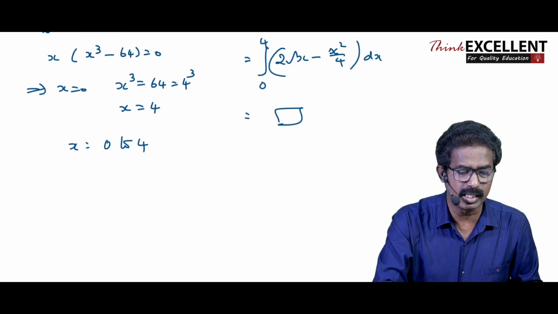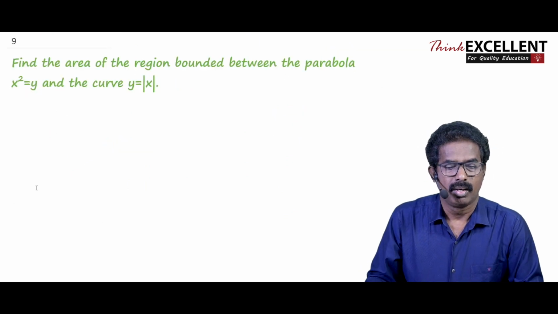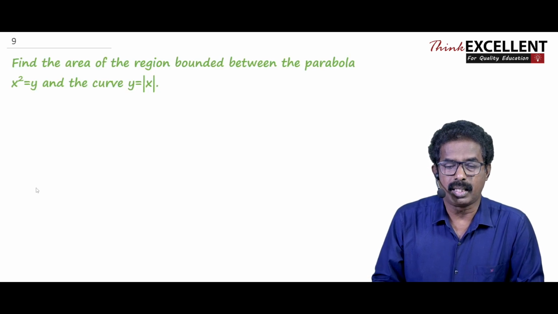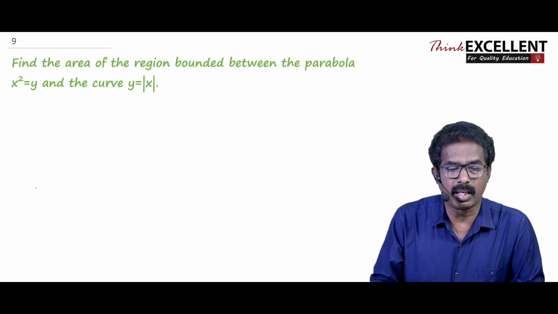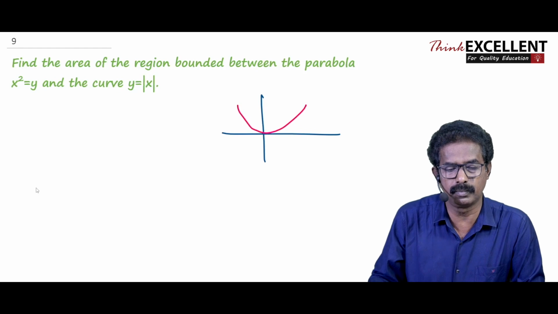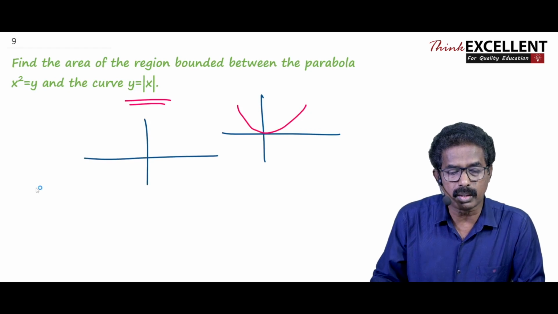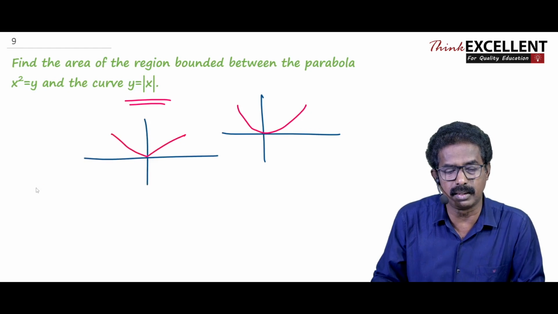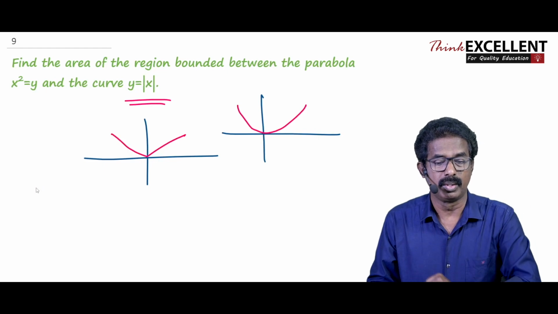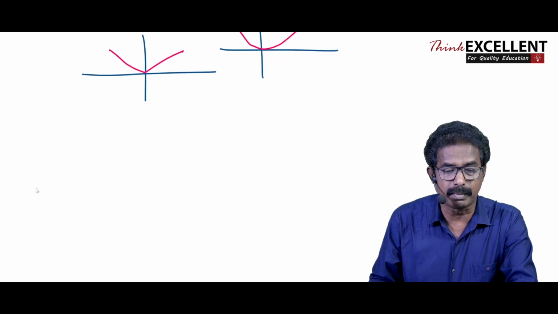Now just 2 more questions. Question number 9, look at this. Find the area of the region bounded between the parabola x square equal to y, you know, it is open upward, right? And the curve y equal to modulus x. What will the diagram of y equal to modulus x look like? The diagram will be like this, the line, like V shape. But you must draw both in the same diagram, right?